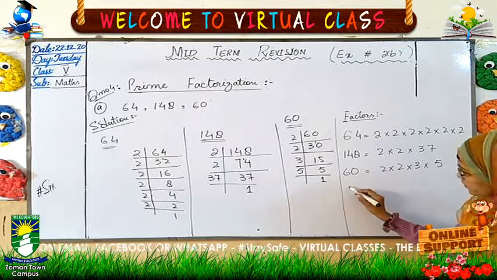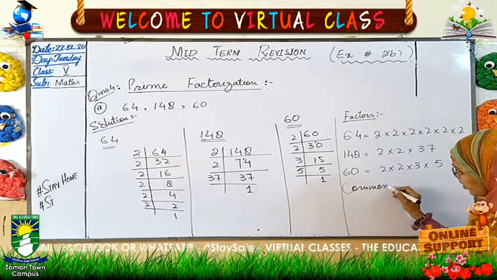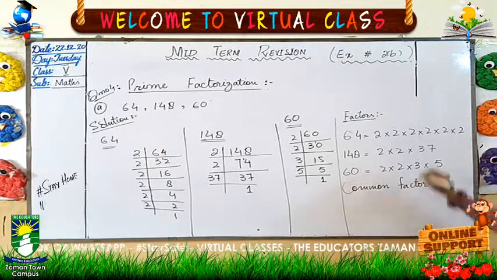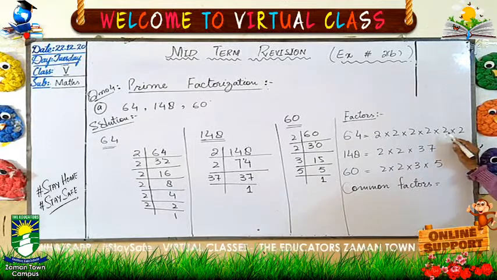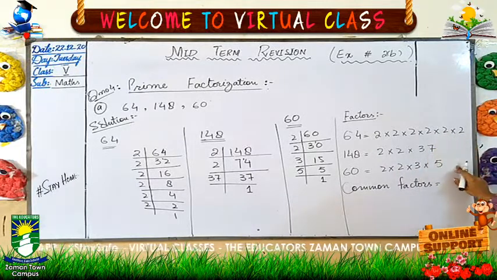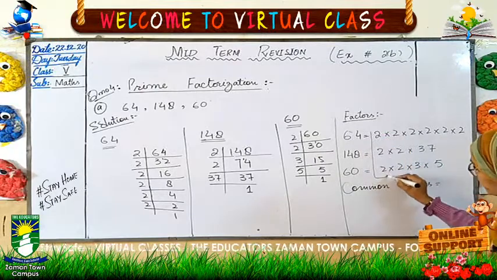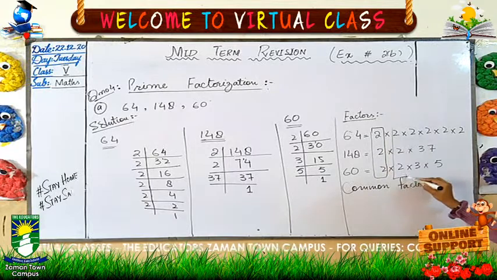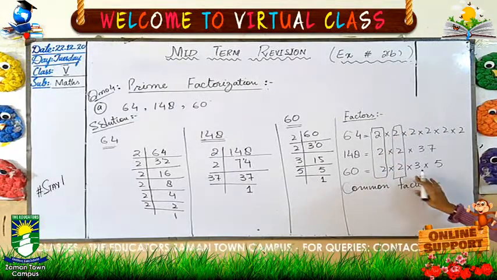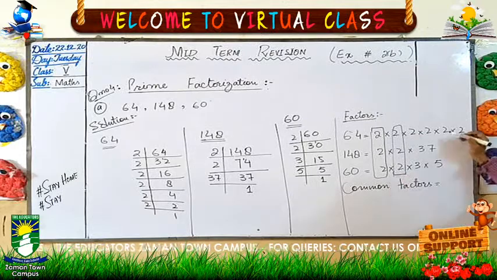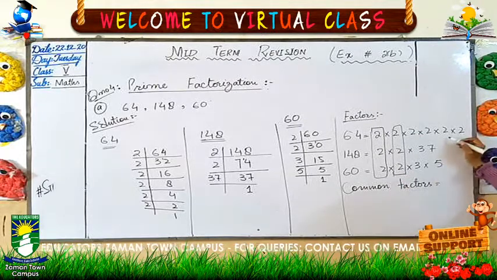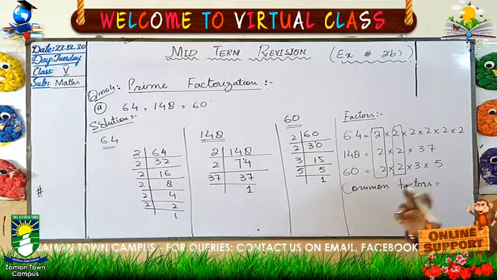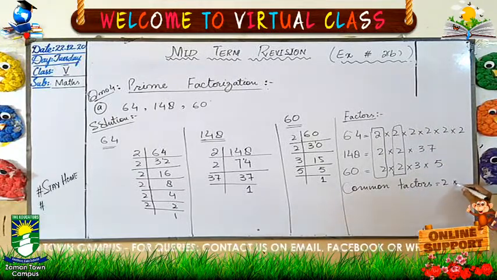And next we have to write down the common factors. What do we have to write down? The common factors, the factors which are present in all the answers. We have 3 answers here, and we have to write down the factors which are present in all 3. If we see, 3 is present only in 60, and 5 is not present here, 37 is not present in any other answer. So we have just 2 common factors, 2 and 2.